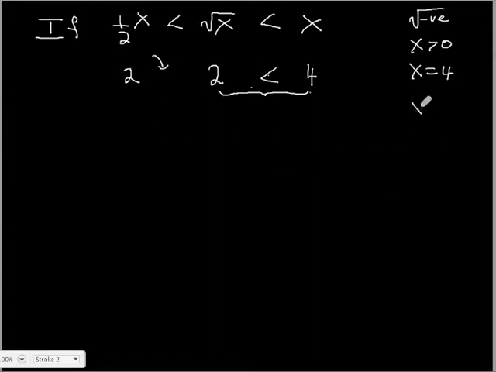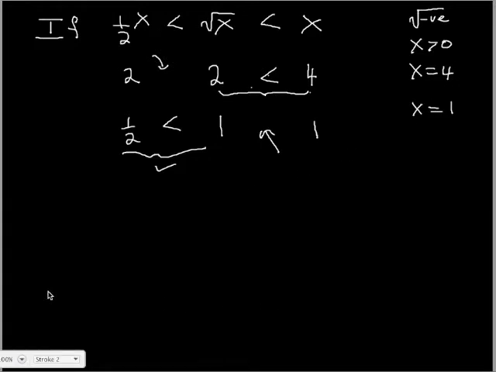Now the next one is x equals 1. Actually, I should have picked 1 before. So if x is 1, the square root of x is 1, and half of 1 is a half. So this works. This piece of inequality works, but here 1 is not less than 1. So we have anywhere between 1 and 4 that should work.